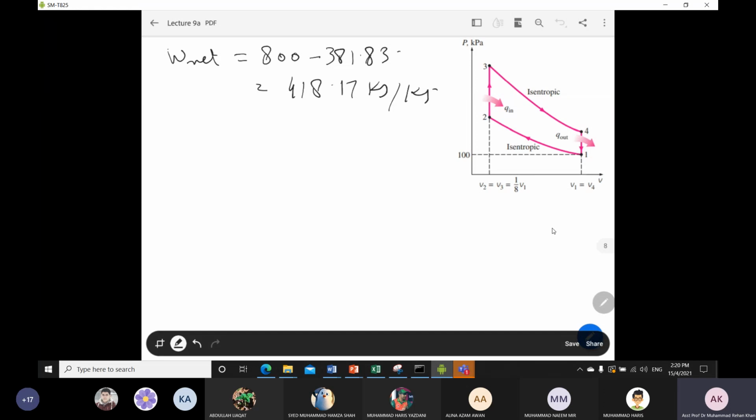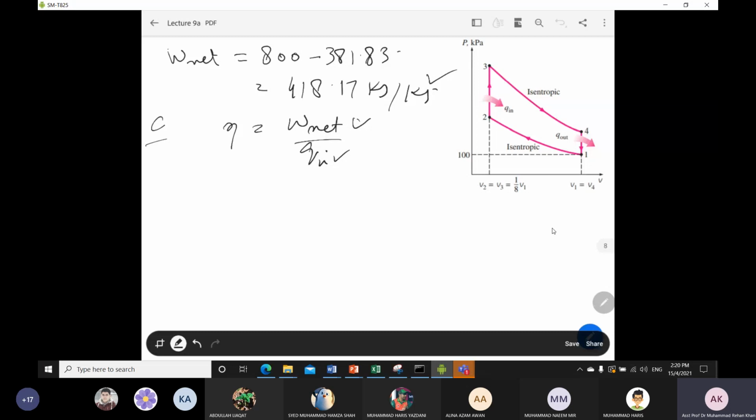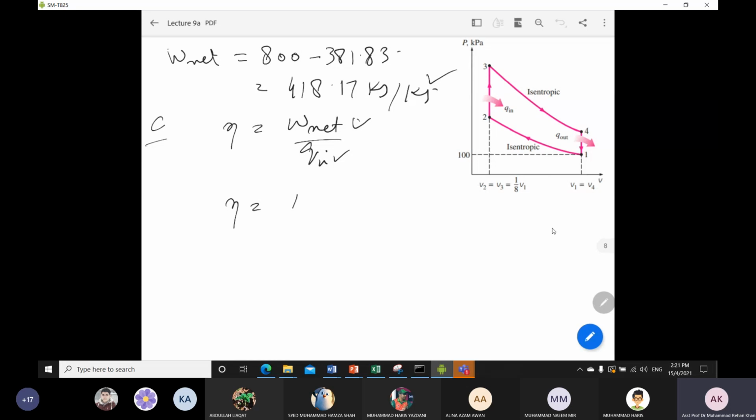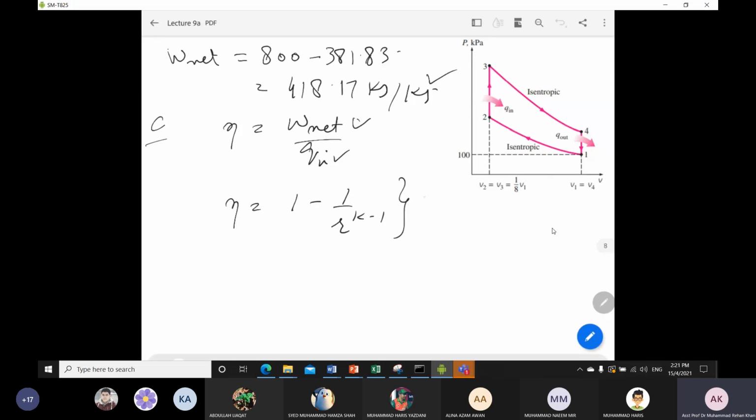So now coming to part number C. For part number C, you have to find the efficiency, and for efficiency, you already know W net over Q in. So W net is known to you, Q in is also known to you, and you can just plug in the values, and you will get the value for your thermal efficiency. And one thing you should always remember, we already found one relation, which is 1 minus 1 over R to the K minus 1. This relation is not applicable for variable specific heat. Okay, so this relation is not valid for variable specific heat.